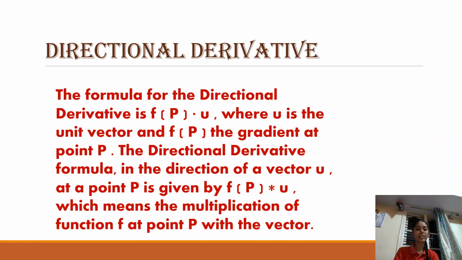Let us know about directional derivative. The formula for the directional derivative is nabla f of p dot u, where u is the unit vector and nabla f of p is the gradient at point p. The directional derivative formula in the direction of a vector u at a point p is given by nabla f of p into u, which means the multiplication of the gradient of function f at point p with the vector.